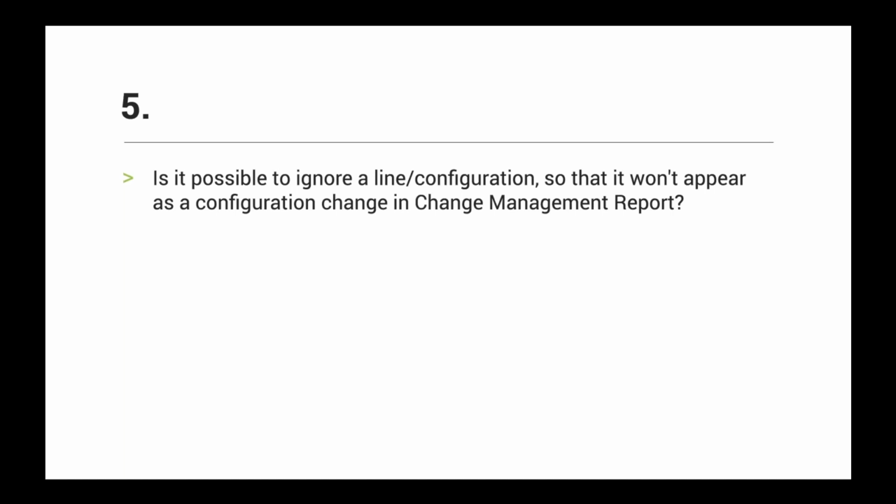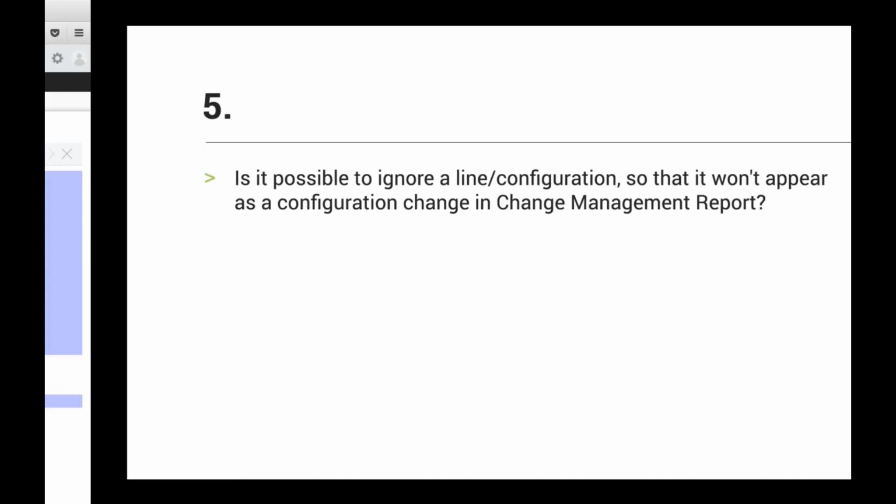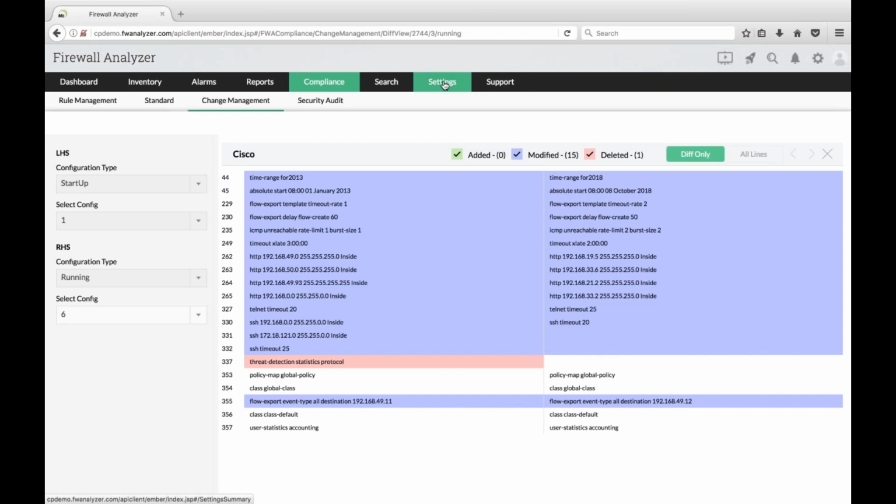That will also be taken as a configuration change, and we will show that in the configuration change management report. But in most scenarios, most use cases, people do not want to show sensitive information like passwords in those reports, because you may have given access to Firewall Analyzer to multiple users in your network. You do not want everybody to see sensitive information like a password. So in those scenarios, we can use exclude criteria to exclude some lines from the configuration changes.